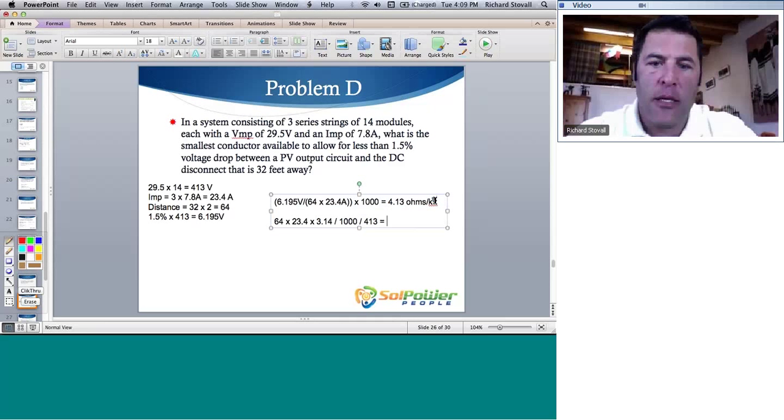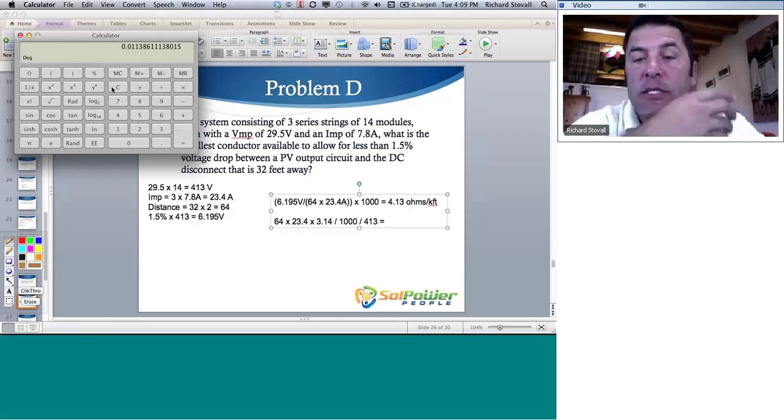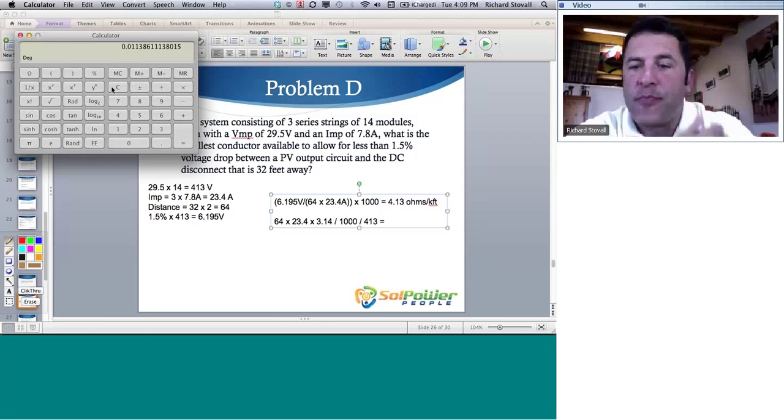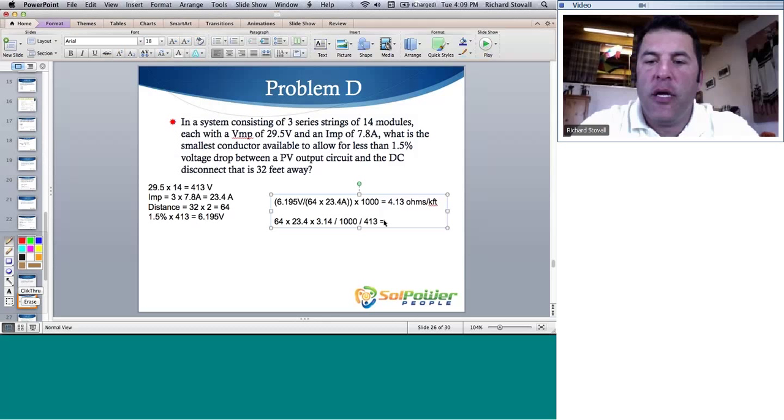that is what? So let me pull this up. Okay. So I can go 64 times 23.4 times 3.14 divided by 1,000 and then divided again by 413, and it's 1.13%, which is below 1.5%. Okay. So it jives. So using number 14 gauge wire means that we'll have a voltage drop in this circuit of 1.13%. And that's it.